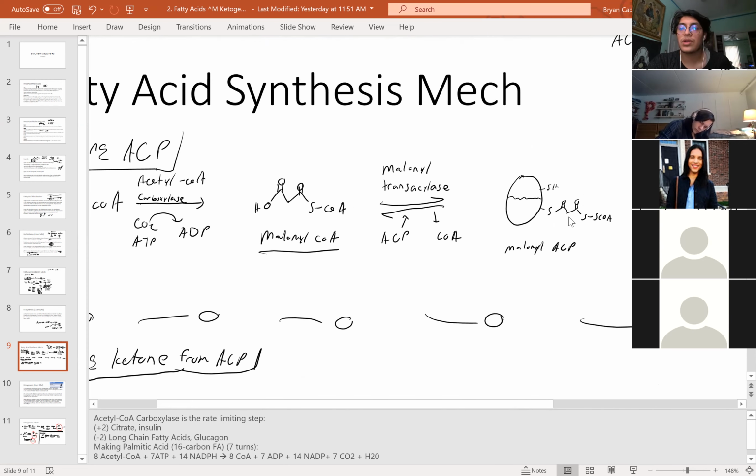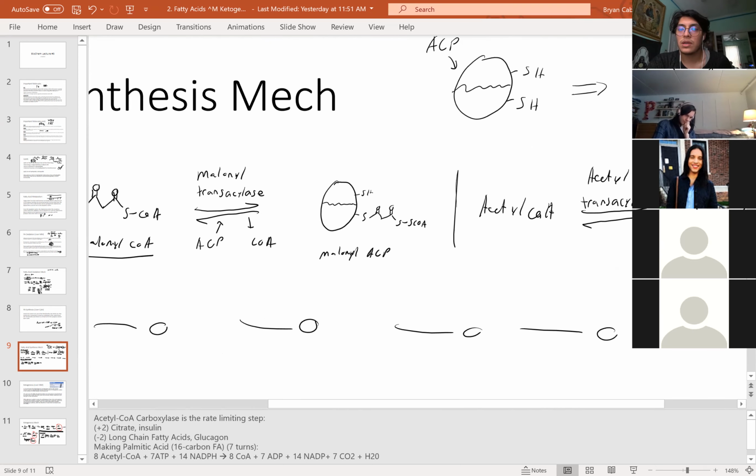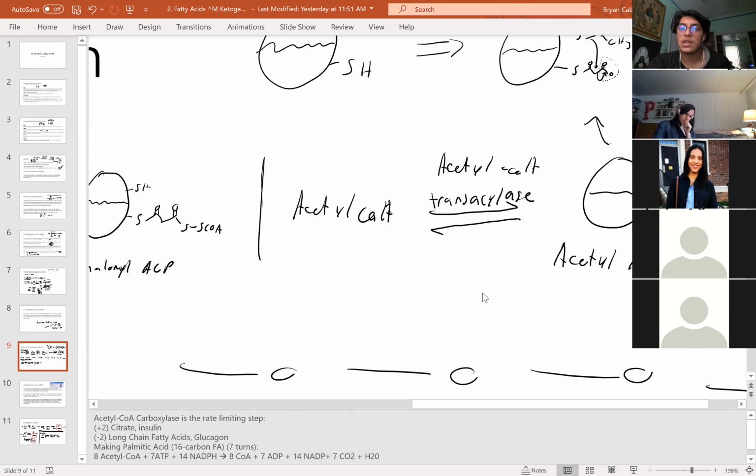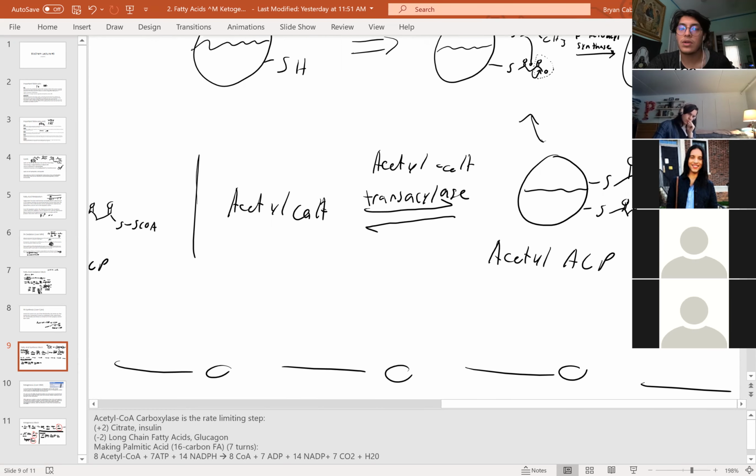Next, you just have to load on your acetyl group. So you're going to take your acetyl group and use acetyl-CoA transacylase. Again, you're just moving the acetyl group to your ACP. I should have drawn that. You're going to be removing your CoA.